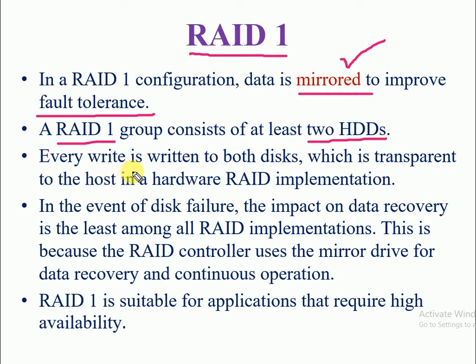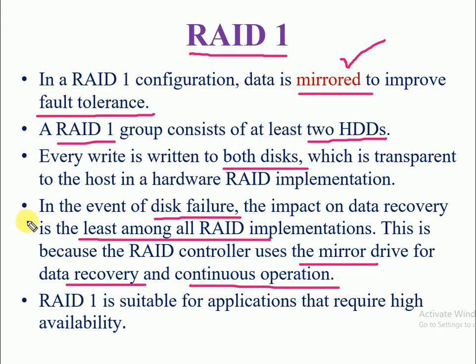Every write is written not only to a single disk, it is written to a second disk also, so that the data will be redundantly available. This is transparent to the host in hardware RAID, so the user is not aware whether more than one copy is available, but it is actually available within this standard. In the event of a disk failure, the impact on data recovery is the least among all RAID implementations, because we can access the data from the second disk. Because of this mirroring property, the data can be recovered and the operations can be continued.